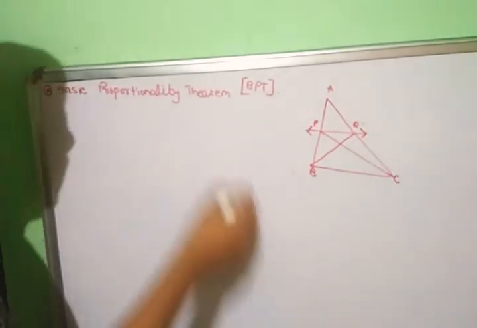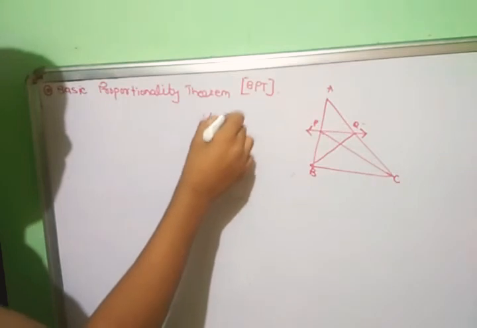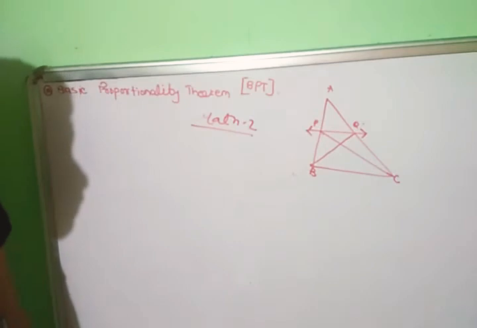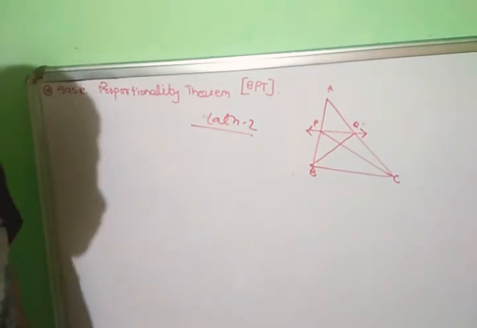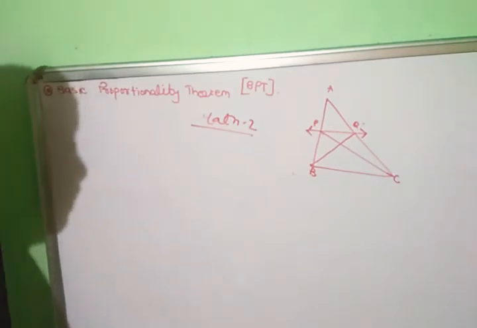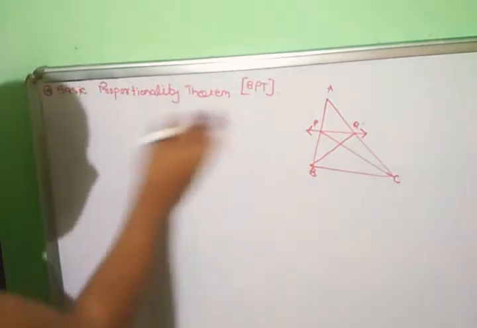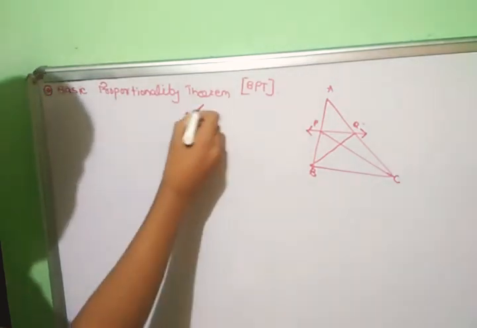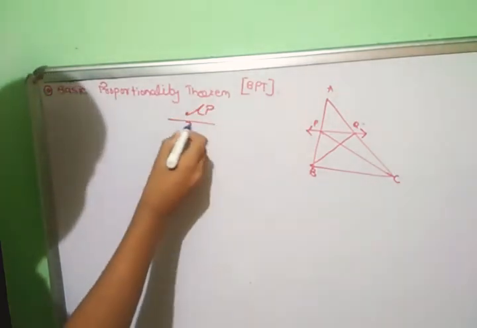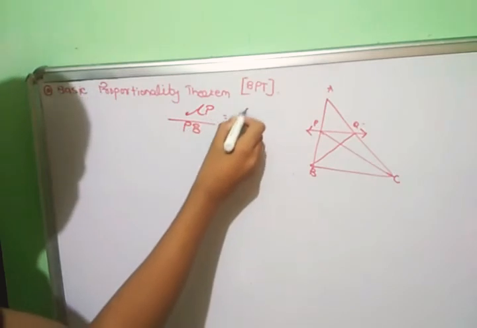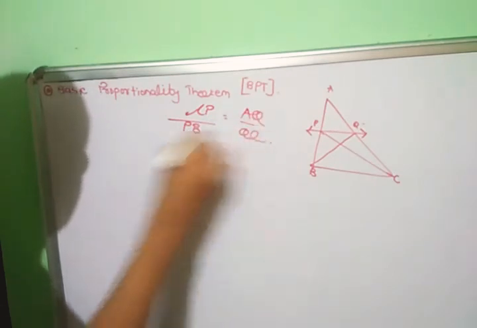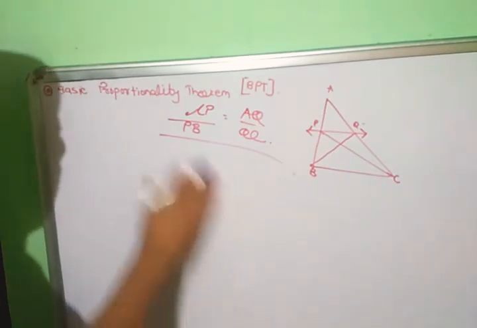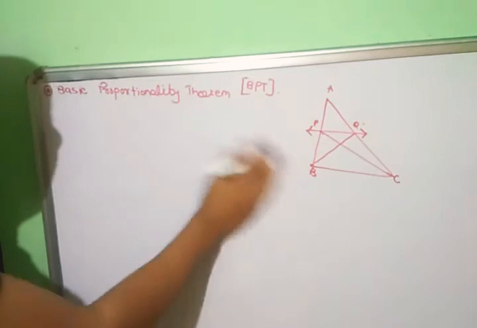Friends, today we study Math 2, theorem number 1, the Basic Proportionality Theorem, in short BPT. In this theorem we prove that AP by PB is equal to AQ by QC. Very easy theorem: AP by PB and AQ by QC.